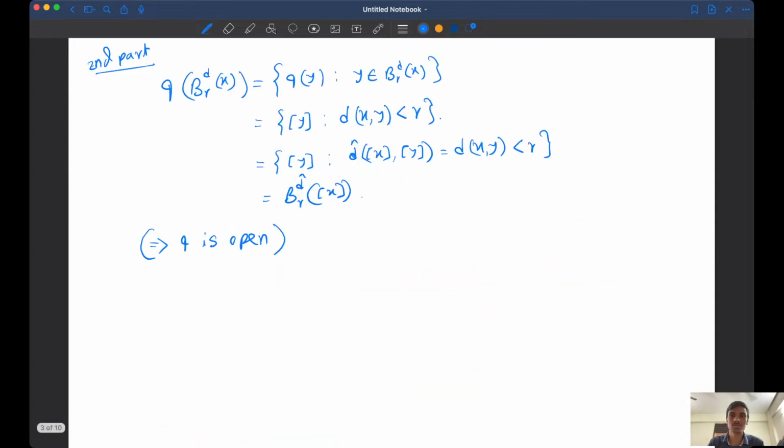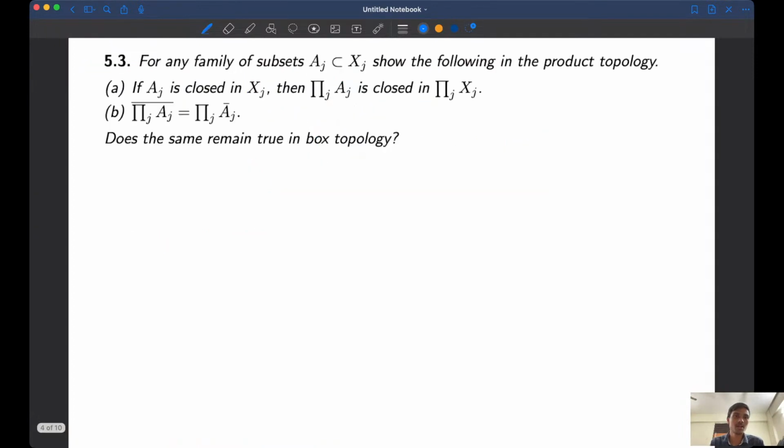So now let's go to the next one. This is again a problem from the exercises in the lecture note itself. Suppose you have a family of subsets A_j in X_j, where j runs over some indexing set, maybe countable, maybe uncountable, doesn't matter. Then on the product of the X_j, you can have two topologies. Either you can give the product topology. Product topology means the smallest topology such that all the projection maps are continuous. That's the topology on the product of X_j.